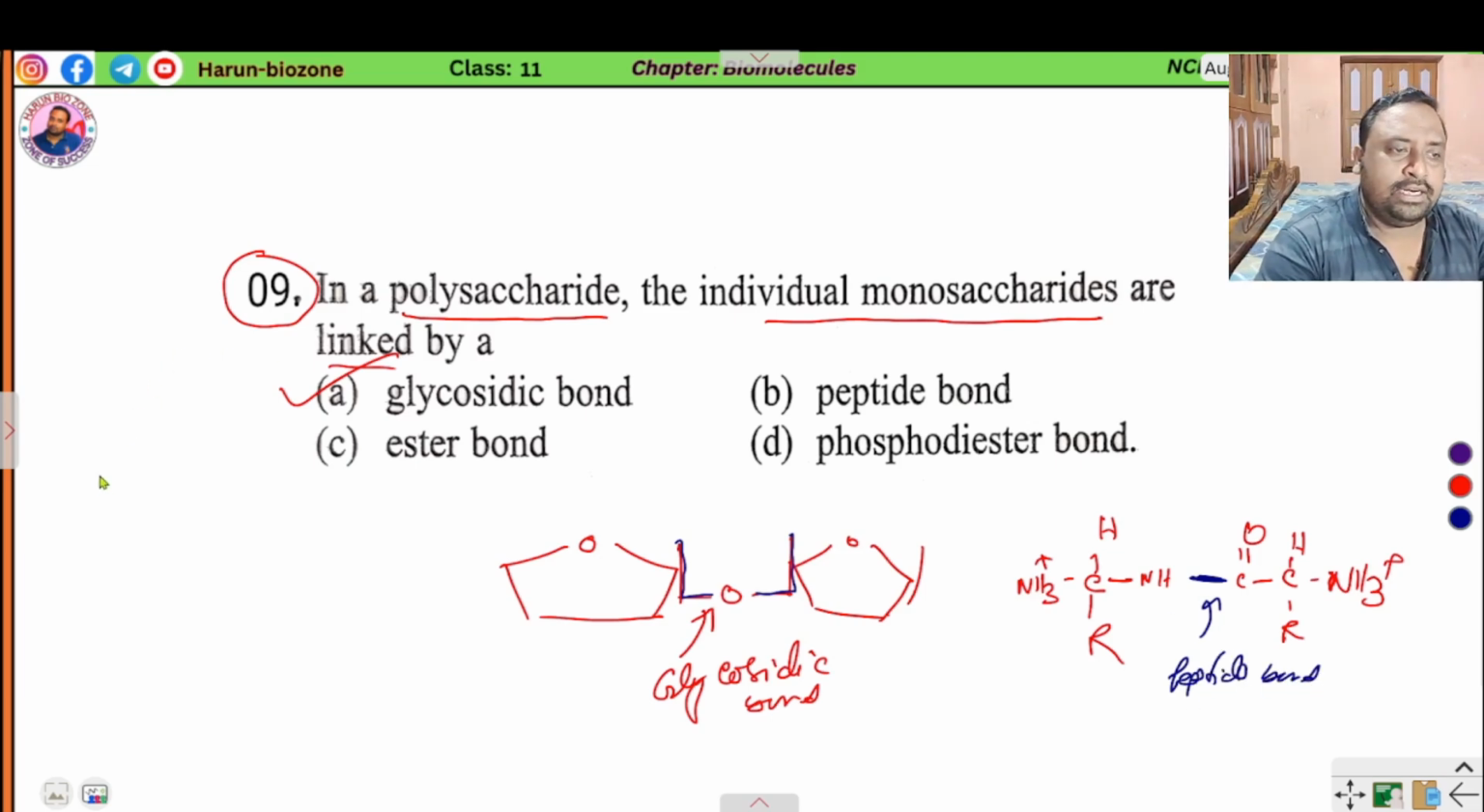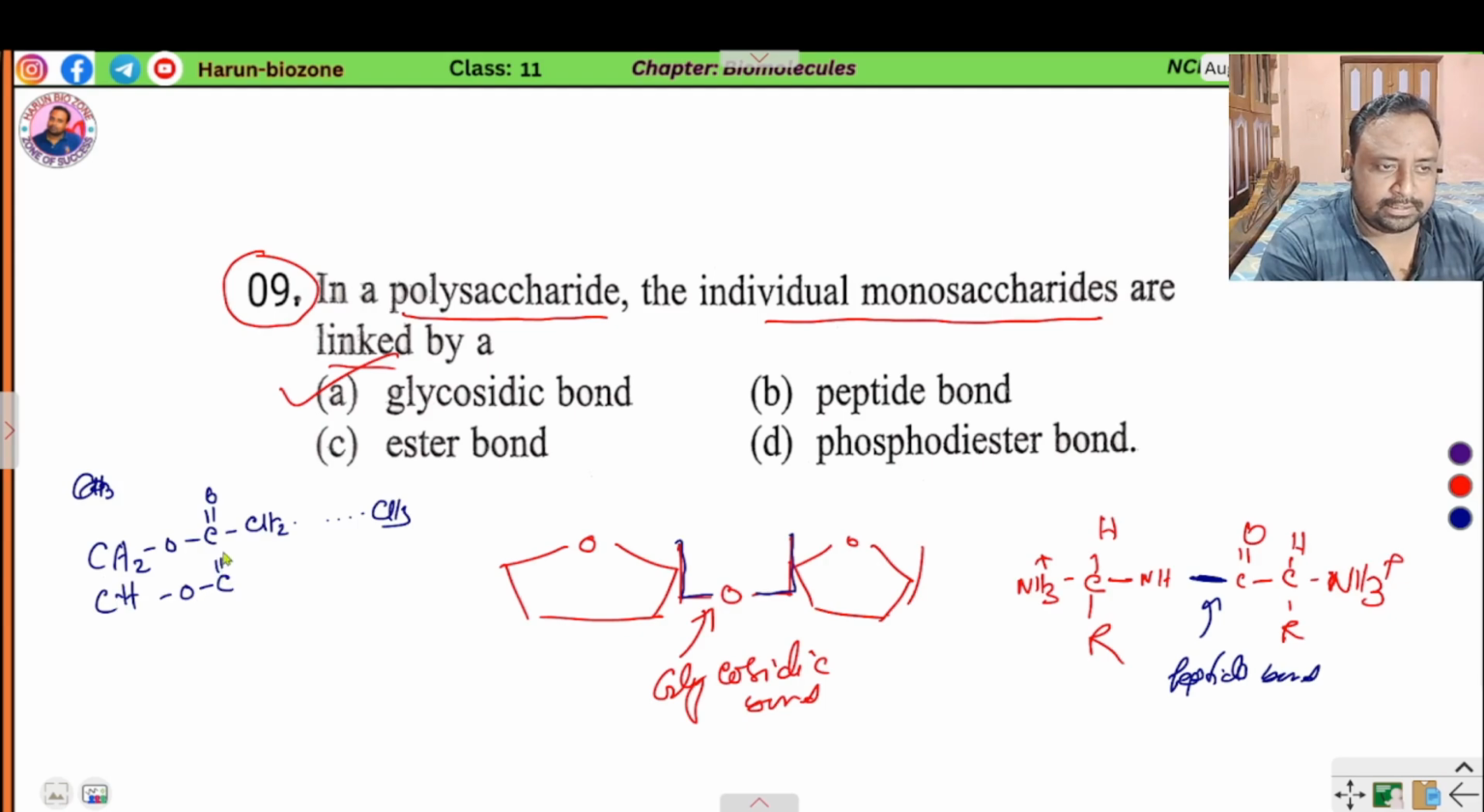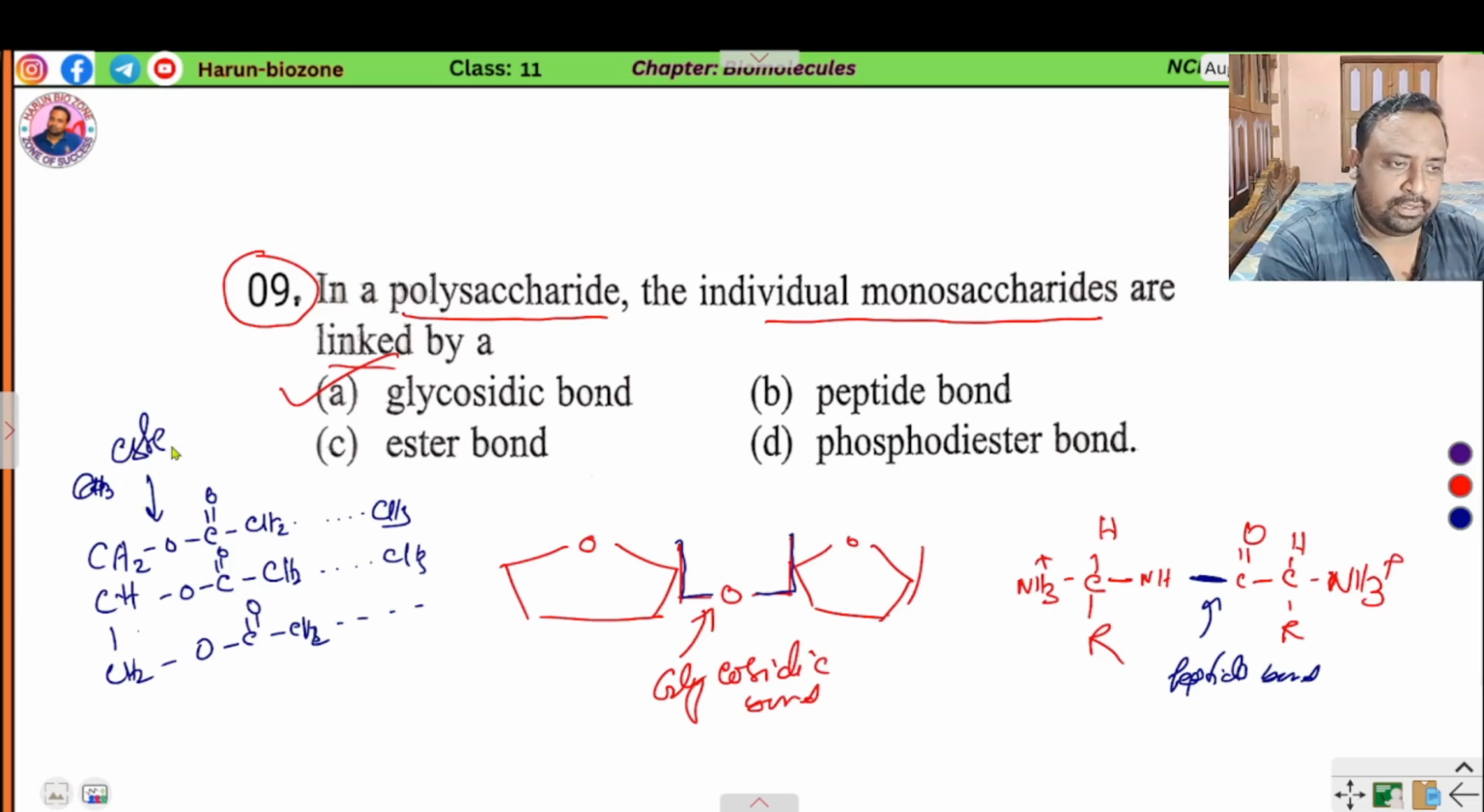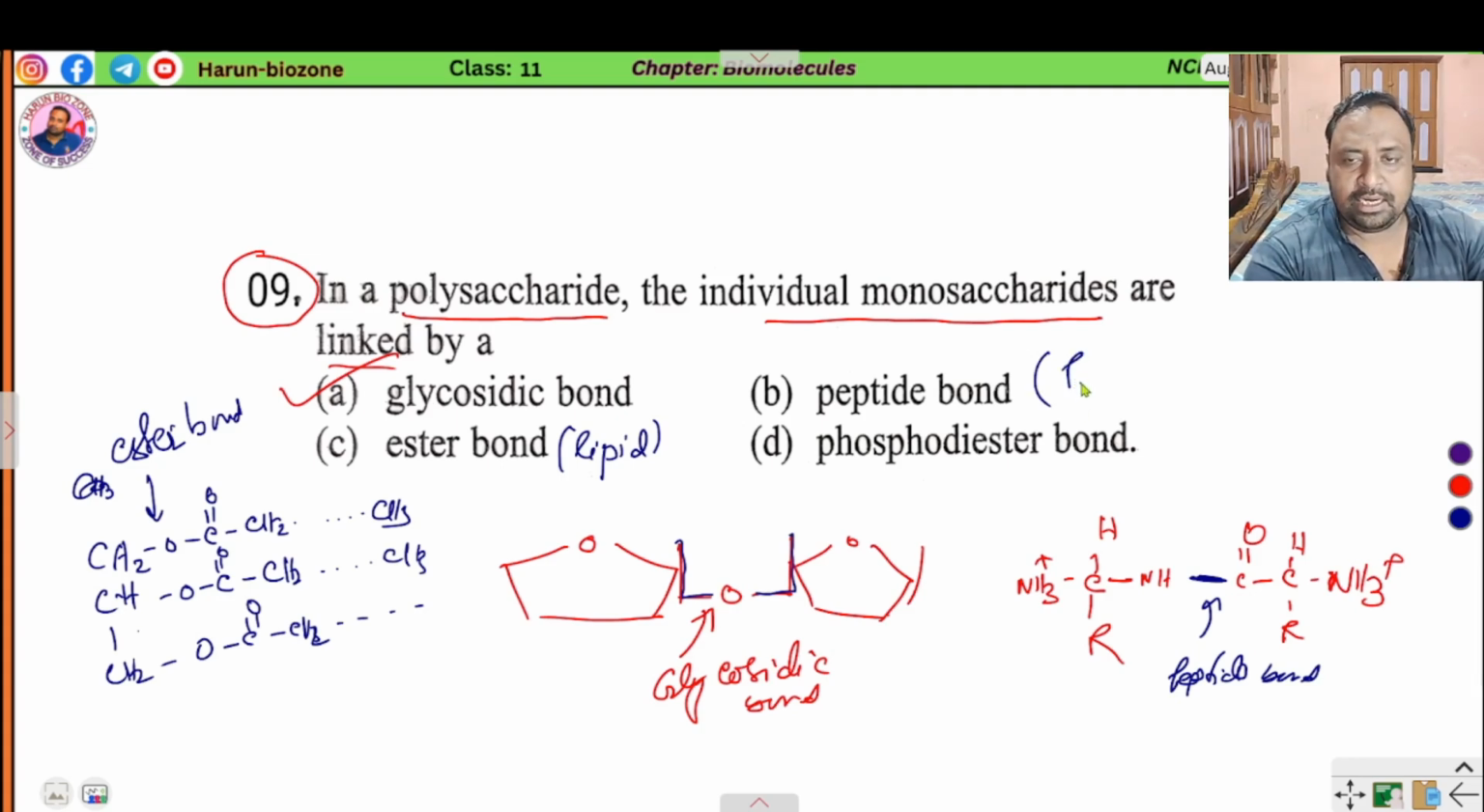An ester bond is produced between a fatty acid and glycerol. This is glycerol and this is a fatty acid, and this is triacylglycerol. This is called an ester bond, present in lipids between fatty acid and glycerol. A peptide bond is present in protein, where amino acids are joined by peptide bonds. A phosphodiester bond is present between nucleotides.